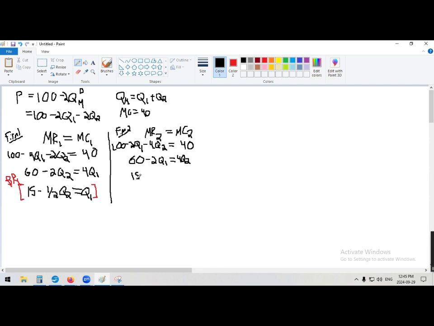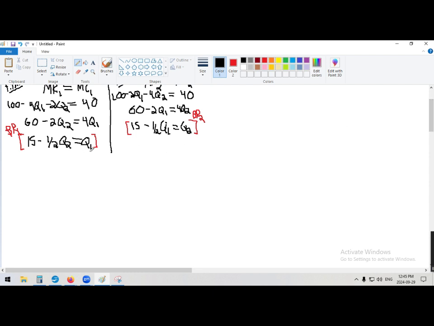So you're going to get 15 minus a half Q1 is going to be equal to Q2. So this here is going to be the best response function for firm 2. So now that we have both these strategies or best response functions, we can see how they react to each other. We say, okay, well, if Q1 is equal to 15 minus a half of Q2, and then we know Q2 is 15 minus a half of Q1, we can find the equilibrium here.